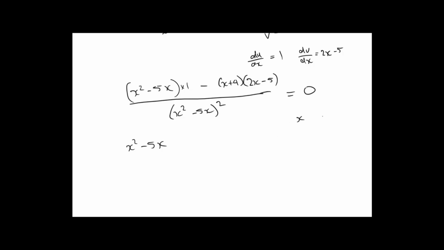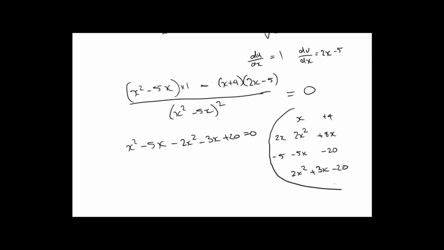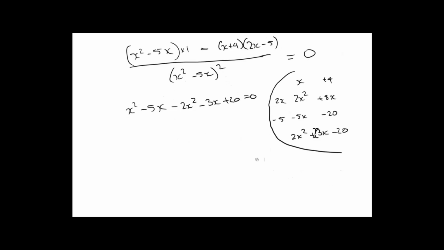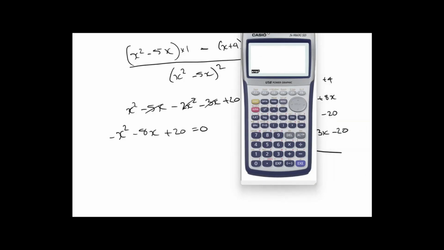So x plus 4 times 2x minus 5 gives 2x squared plus 8x minus 20, equals 0. Let's put a little gap there so we don't get them mixed up. And now let's simplify this a bit. So it's going to be negative x squared, taking care of those, minus 8x, taking care of those, plus 20 equals 0. And now we can really use the calculator to find what the values of x are.